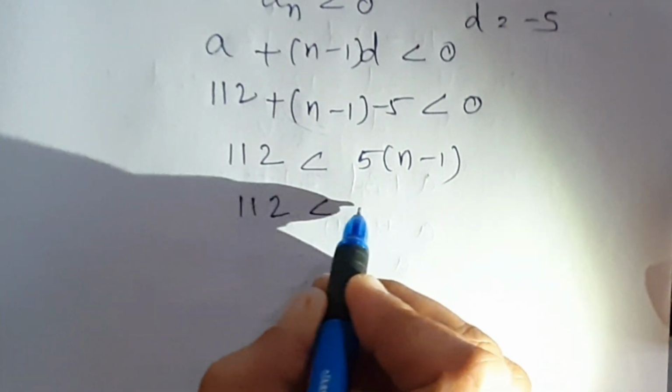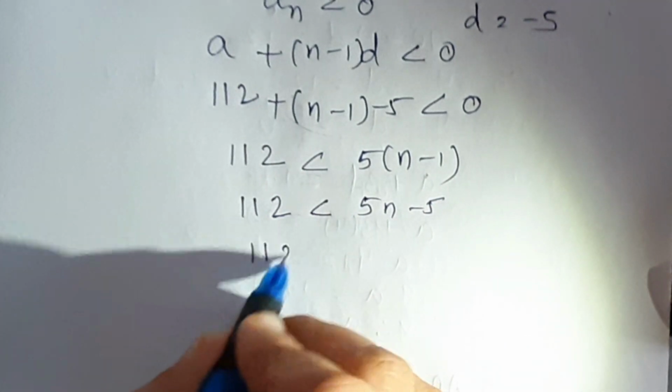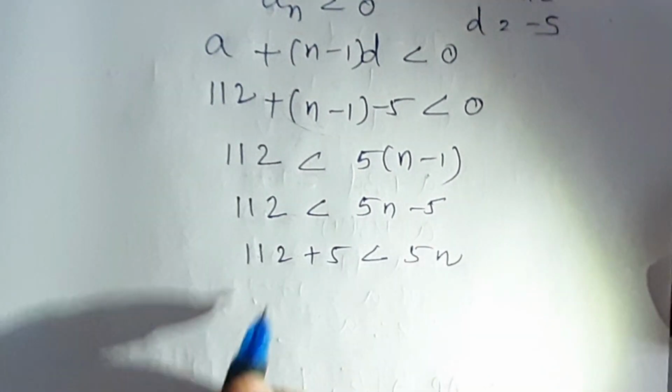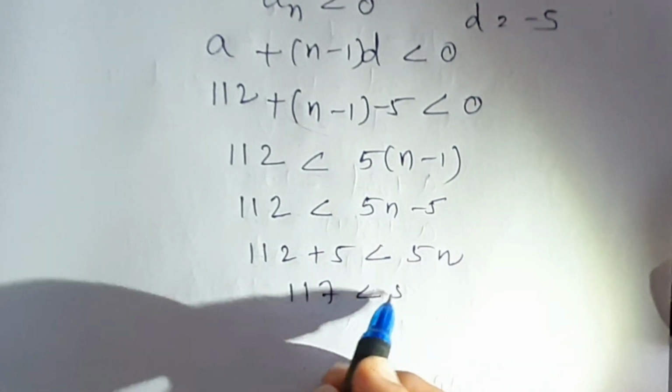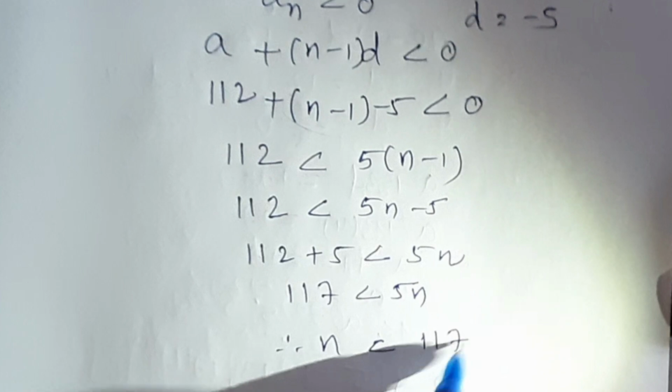112 is 5n minus 5. Now shift 5 towards the left. 112 plus 5 is less than 5n. 117 is less than 5n. Therefore, n is less than 117 upon 5.